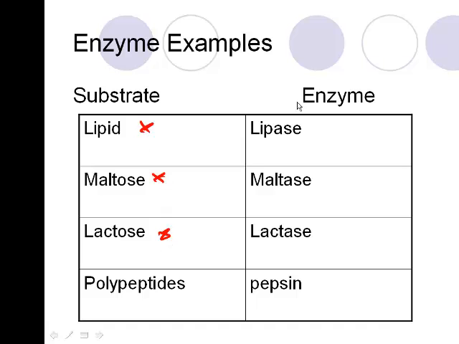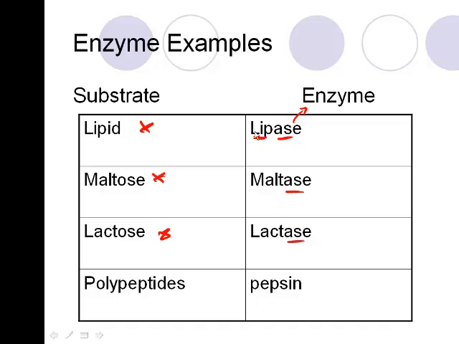Just some examples. As you can see, they all have the ASE ending. We talked about this in class the other day. ASE is just going to indicate that it's an enzyme. So it's nice for the most part, the ASE and the root word will tell you what it's going to be digesting or breaking down.